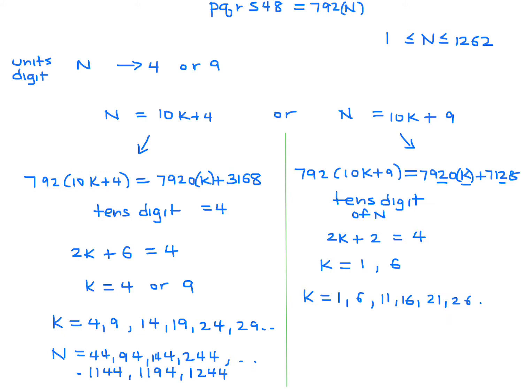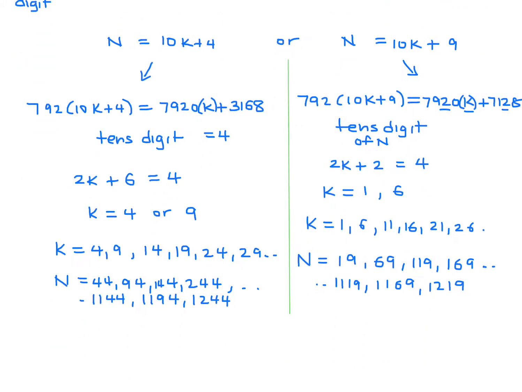So that means if I plug those values of k into that formula, n would be 19, 69, 119, 169, and it just keeps going, 1119, 1169, and then the very last one, 1219, because we cannot exceed that range.